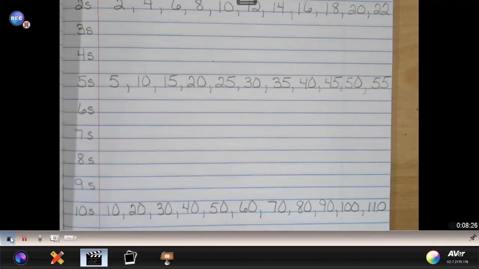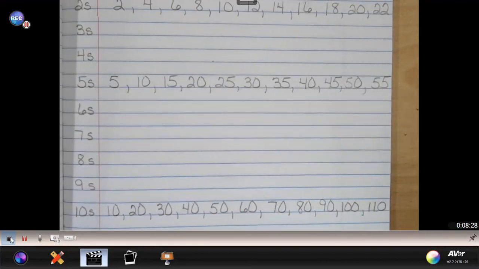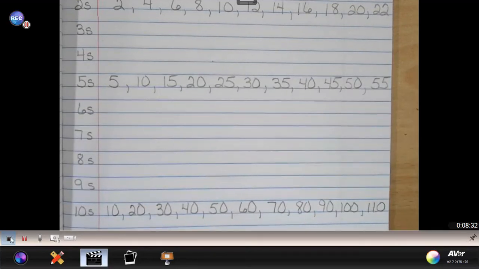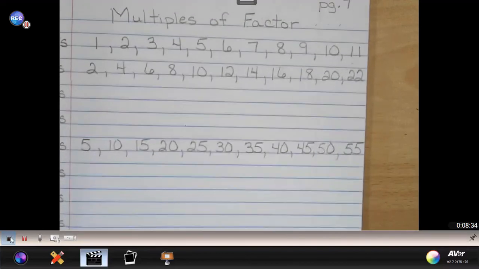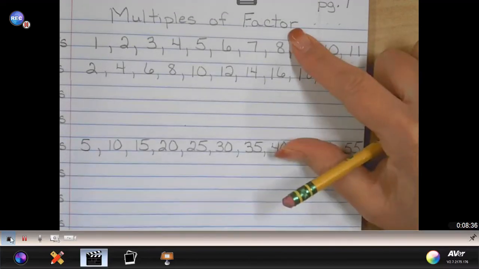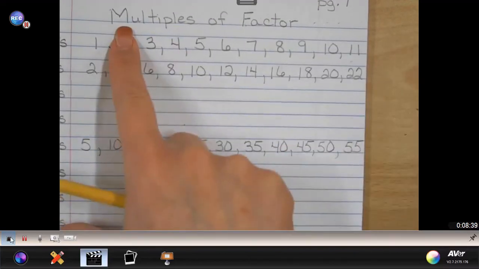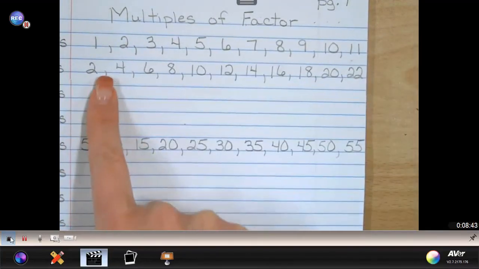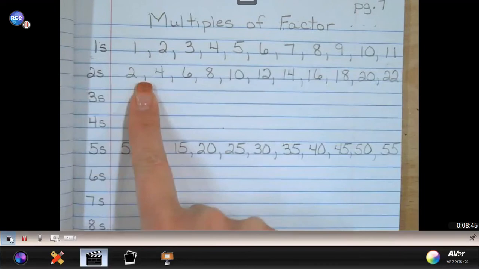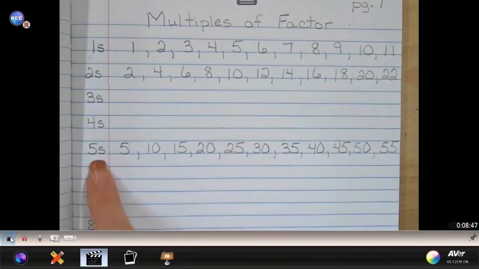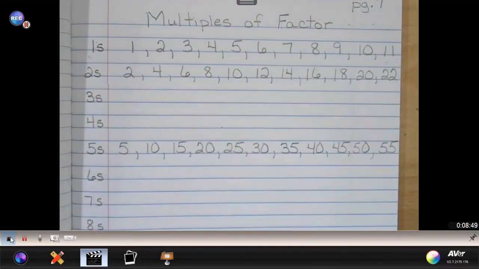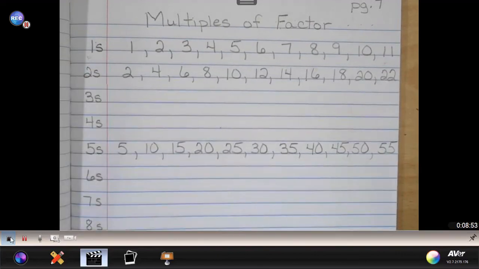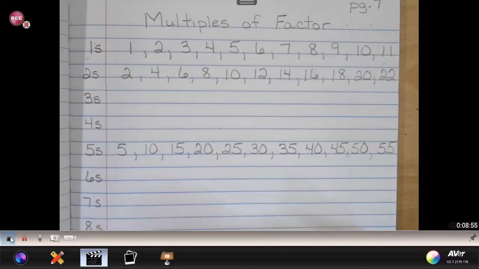So basically, multiples are patterns of skip counting. And when we continue skip counting by a specific factor, or a specific number in this case, we are going to get our products or our multiples of that factor. So we've done factors of 2's, 5's, 10's, and also 1's. Now, one other thing that we need to think about is 0.